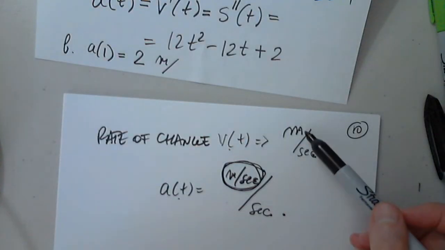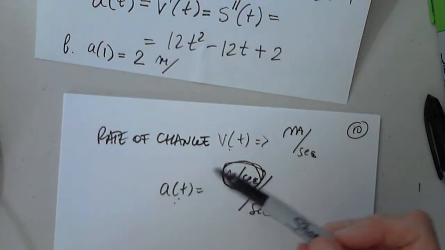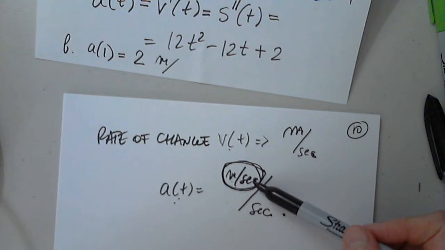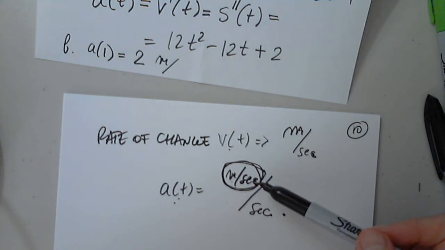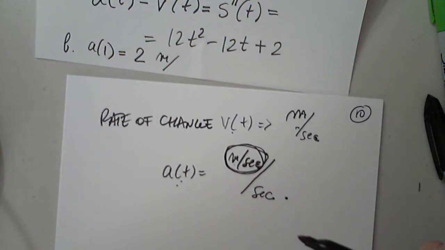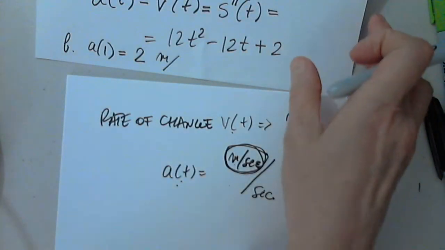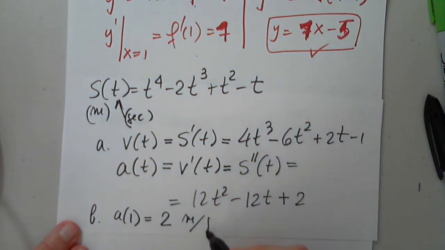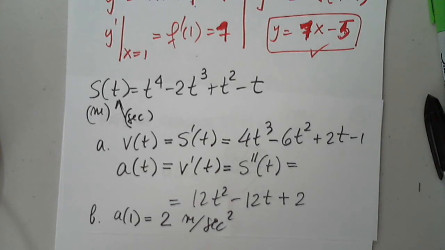So velocity is measured in meters per second, but the acceleration cannot be measured in meters per second. Would it be meters per second squared? Perfect. That's what it is. So please don't confuse velocity with acceleration. Velocity is the rate of change of distance with respect to time. Acceleration is the rate of change of velocity with respect to time. Any questions here?